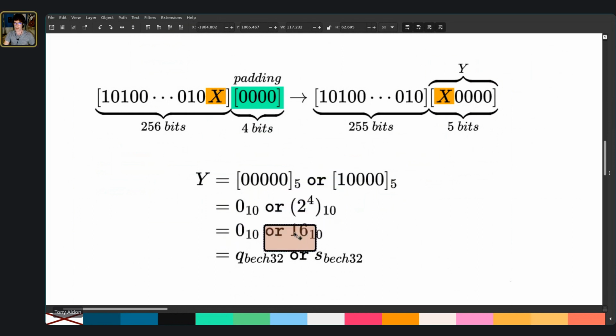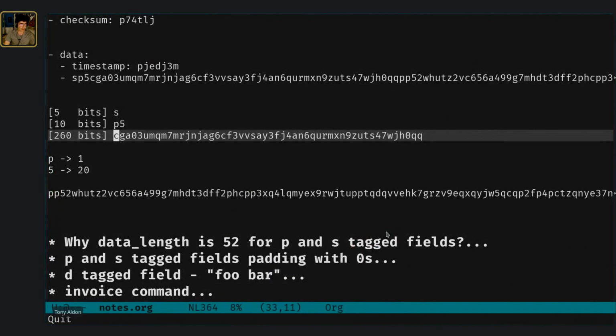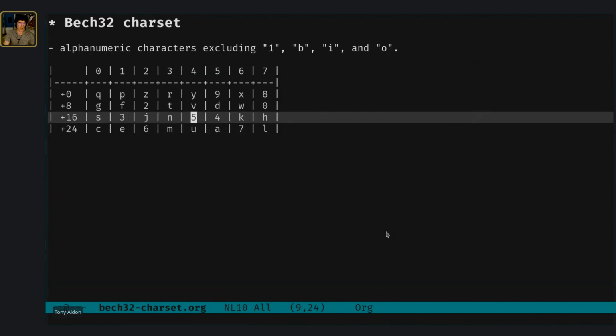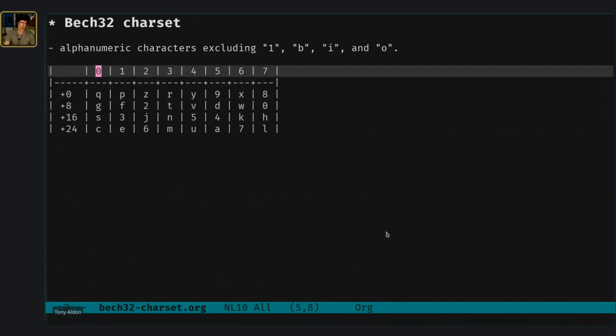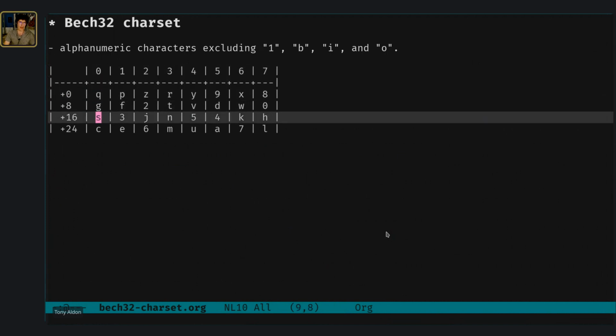And so we have 0 and 16, and we see that 0 in bech32 is the letter Q, and 16 in bech32 is S. We can see that in the bech32 charset. So we have Q here, 0 goes to Q, and 16 is the S. Okay, so cool.